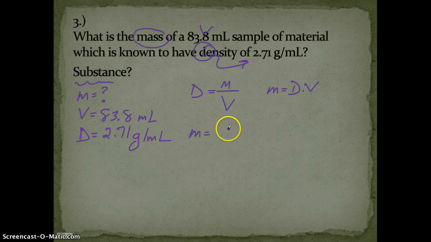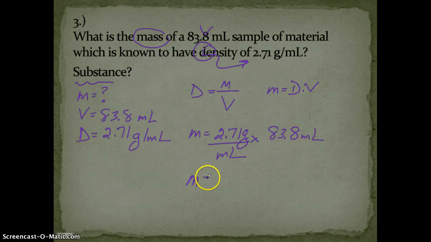M equals, okay, your density is 2.71 grams, and I'm going to put milliliters on the bottom here, and you're multiplying that by the volume, which is 83.8 milliliters. Okay, so I left my answer key at school. I'm going to go ahead and chunk this out right now. 2.71 times 83.8. And on my calculator, I have about 227. I'm going to look at my sig figs. I have 3 and I have 3. So I'm going to go ahead and just go with my mass as 227 grams.